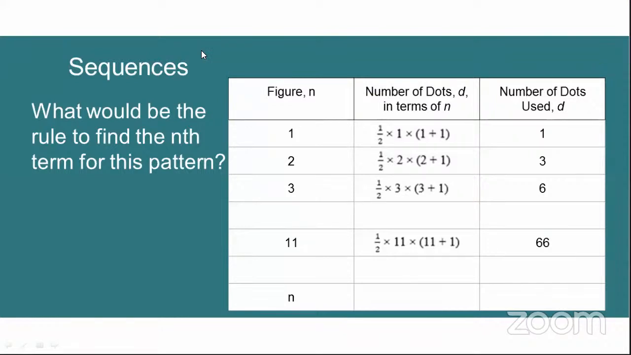So what would the expression for the nth term be, students? Looking at the information given. Remember, we noticed that for the number of dots, we have a half multiplied by the figure number, multiplied by the figure number plus 1. So how can we use this information to generate the expression for the nth term?